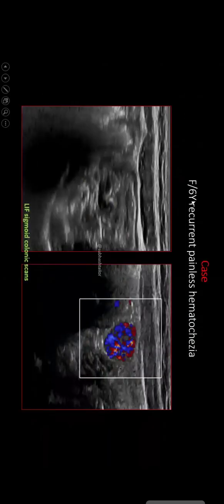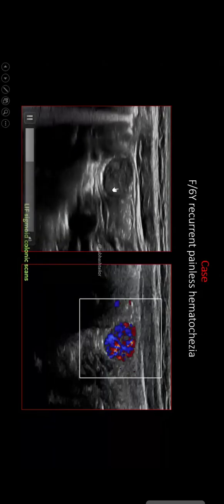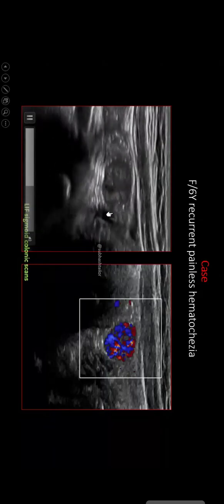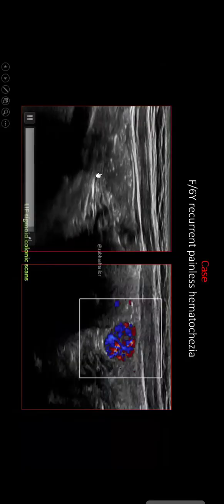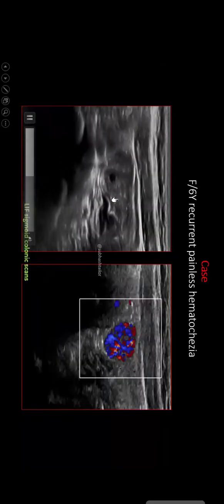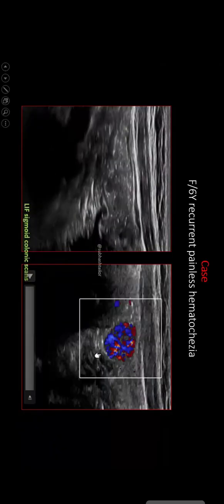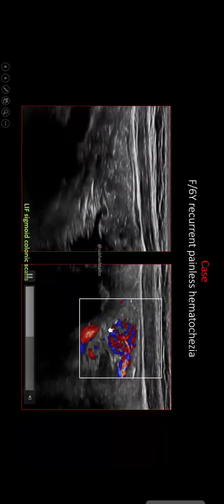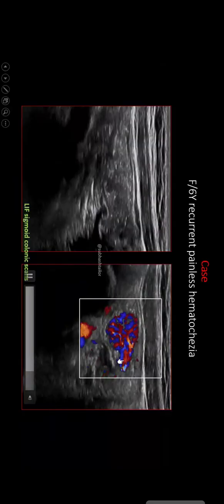Now another case, 6-year female, recurrent painless hematochezia, bleeding per rectum. In the descending sigmoid colon, a small mass is sitting within its lumen. Very small mass. This is the mass. The mass is showing tremendous vascularity with a vascular stalk or pedicle.